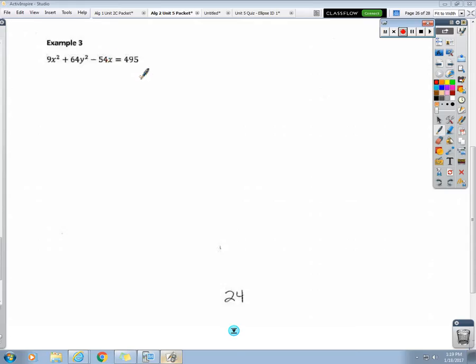Okay? So the first step to do that is to group your X's and your Y's and move the constant to the other side. DeAndre has already pointed out to us that the constant has already been moved to the other side. So it's been done for us. All we have to do is group the X's and the Y's. Now, there's only one term with a Y, so there's nothing really to group with it. You just write it. And then equals 495. The constant was already moved to the right side, so you don't have to do anything with it.